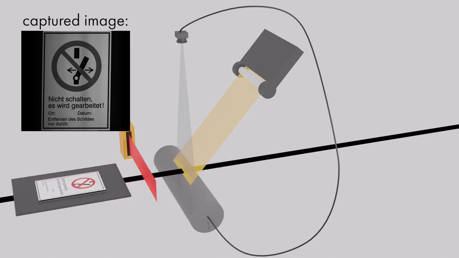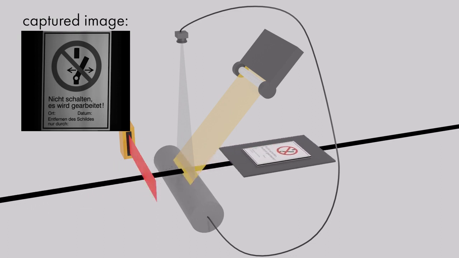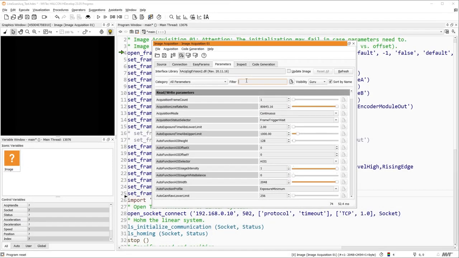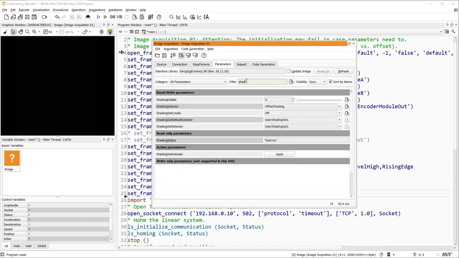Since the images we've captured so far are very unevenly lit, the last thing we need to do is shading correction. This consists of a gain and offset shading correction. We won't go into the technical details of shading correction in this video. You can think of it as calibrating the light sensitivity of the sensor's pixels. Let us start with offset shading correction. We begin by filtering the shading parameters.